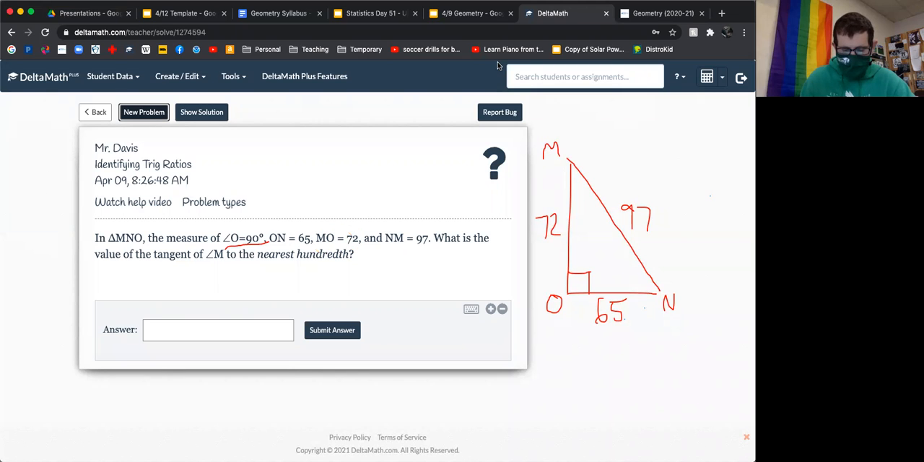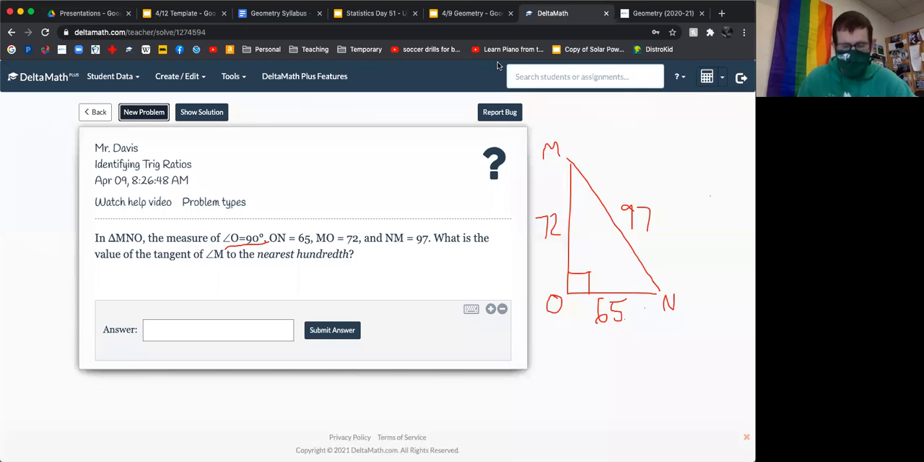So you will have to start these problems by creating your triangle and making sure you're taking just that extra little bit of time to make sure you're not just rushing through and creating the triangle incorrectly. But now we've got a triangle. This looks like something you might have had on yesterday's homework, right? So now the question is, what is the value of the tangent of angle M to the nearest hundredth? So let's first of all start by labeling a reference angle.